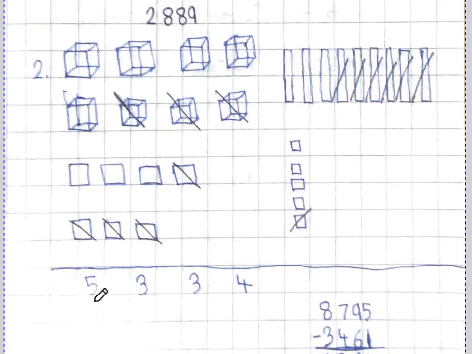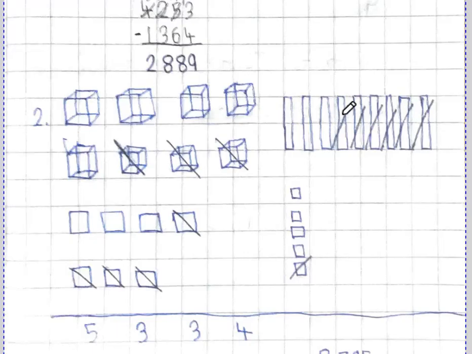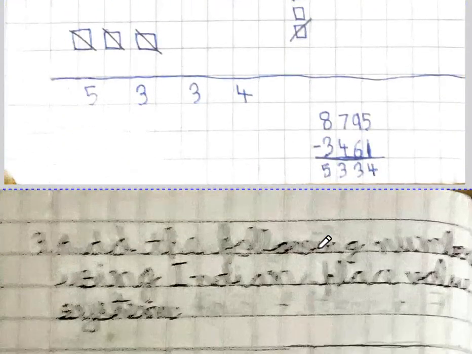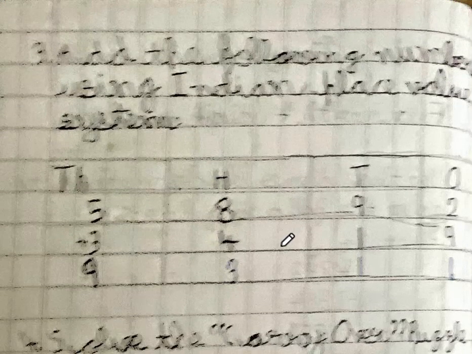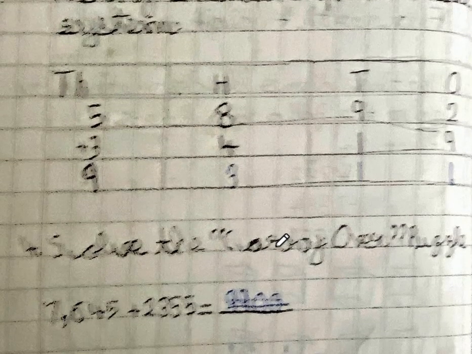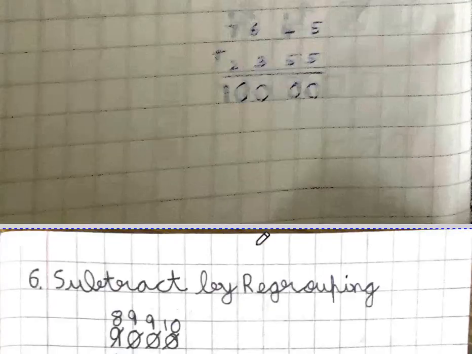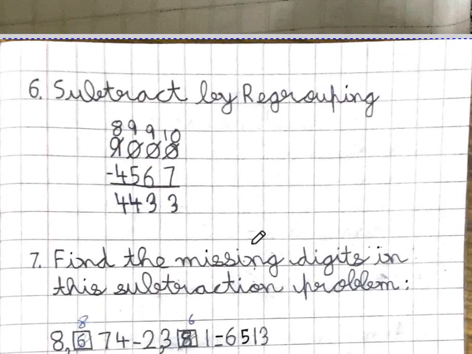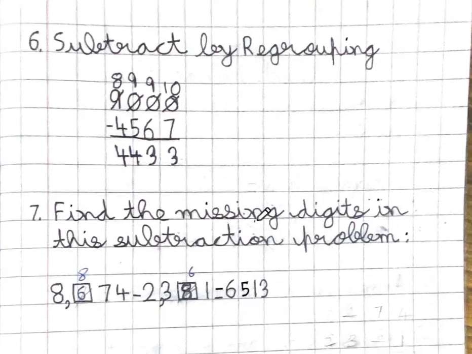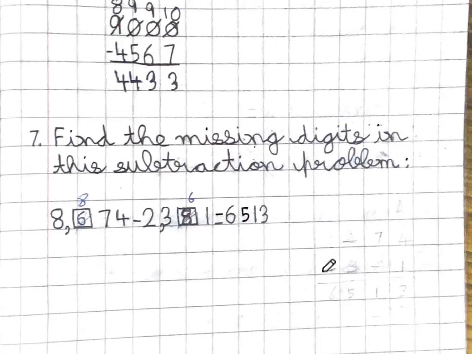Here there are 5,000s, right? So they have crossed out the remaining ones, and also 3 hundreds and 3 tens with 4 ones. Subtract with regrouping. So this is our basic subtraction example, and find the missing digits in the subtraction problem.